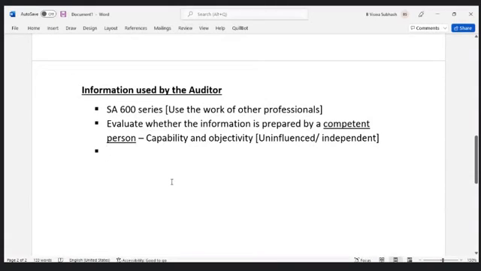Now, once you have got their report, first you have evaluated their competence. Next, what we have to evaluate is the work that they have done. So, what is the work that they have done? What is their regular speciality? What are the standards? What are the assumptions that they have used?